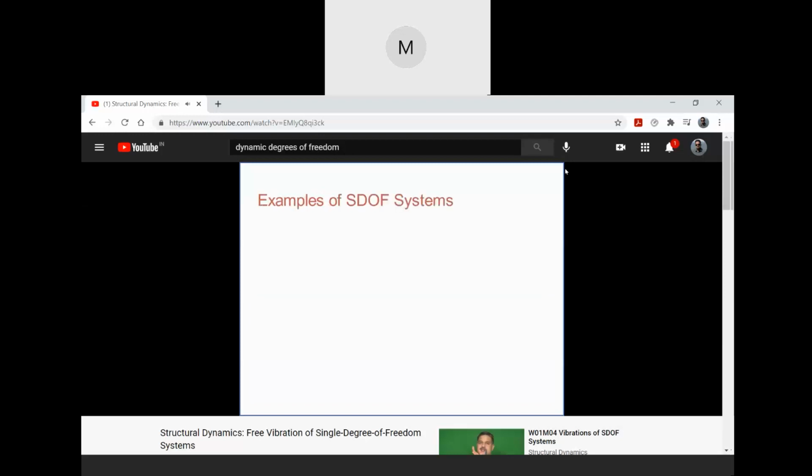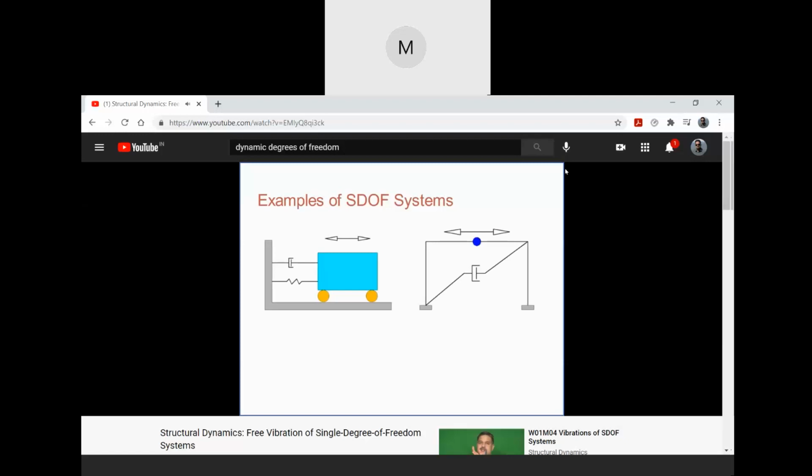We now present some examples of single degree of freedom systems. One such system is a car that is fixed on a base which moves only back and forth. Another system is a single-story portal frame whose mass is assumed to be concentrated at its top and is allowed to deform only in the longitudinal direction.